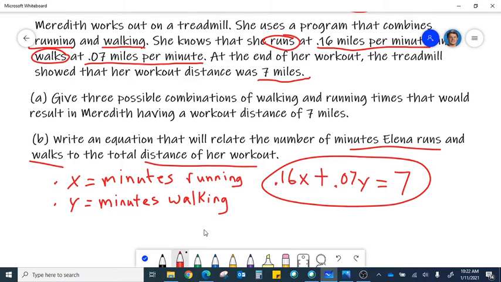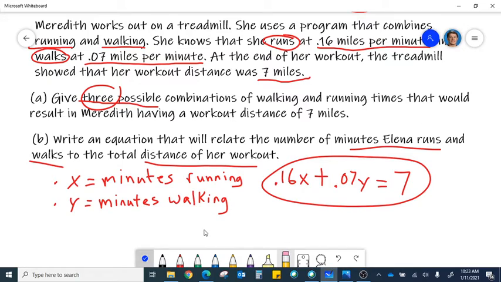So for this first question, we're going to go back to it, but I'd probably recommend that you do the second question first. Write the equation out first. The question says to give 3 possible combinations. The combinations are going to be an XY combination, an ordered pair of X comma Y, or what I like to do is write it in a table.